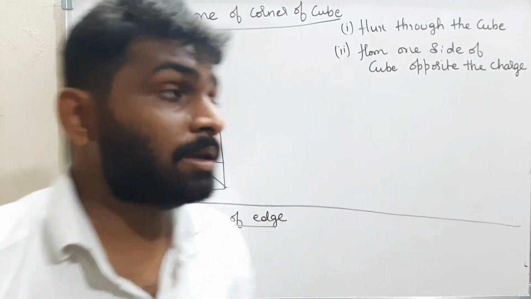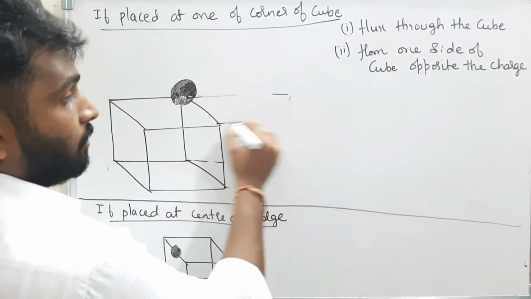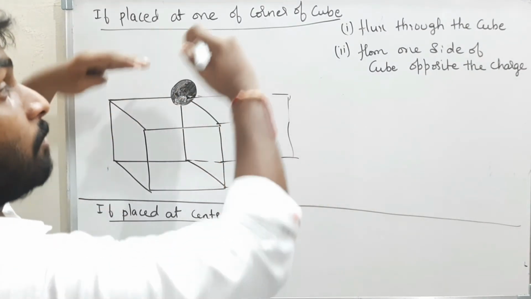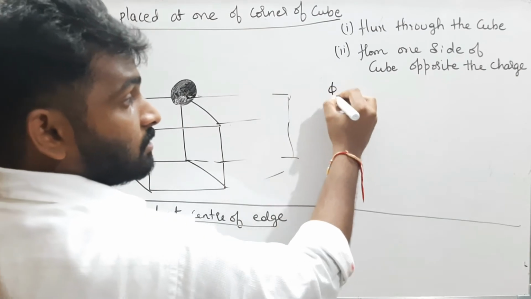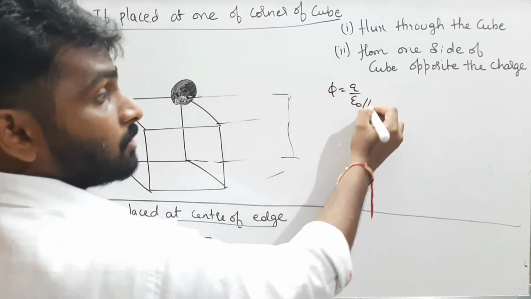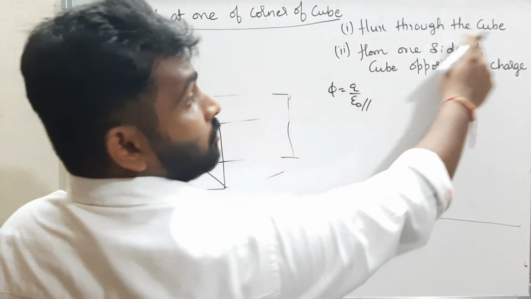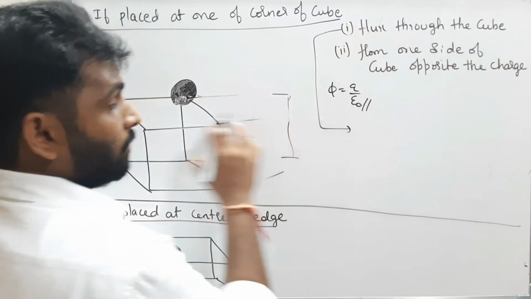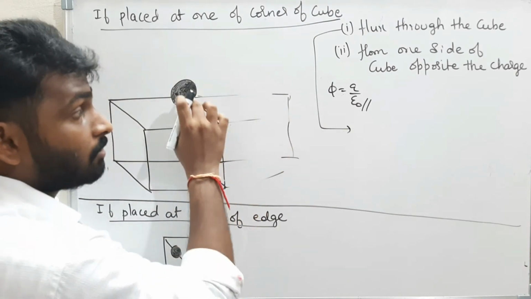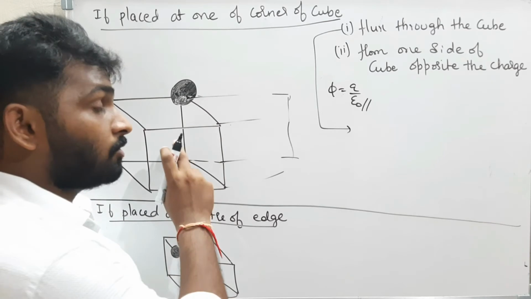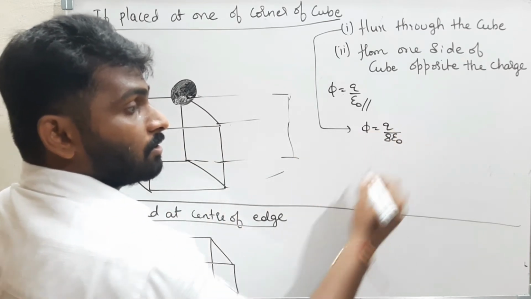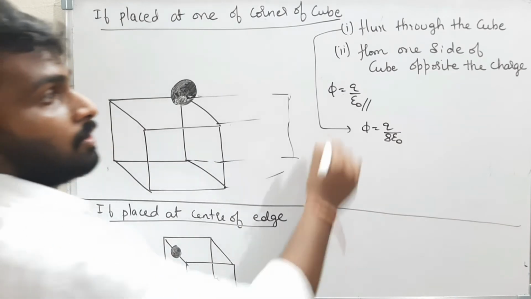That means I need a total of, like this side 1 cube, and backside 2 cubes, and the top 4 cubes. Therefore, for the whole 8 cubes, the flux is Q by epsilon naught. Now they have to find the flux through the cube. What is the flux through one cube? We need 8 cubes to cover this charge. For 1 cube, the flux is Q by 8 epsilon naught.